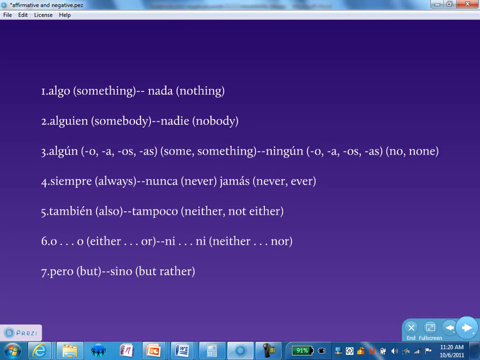También, which means also, has an opposite, which is tampoco, neither, not either. Either or, o, its opposite is neither nor, ni. And the opposite of pero, but, is sino, which means but rather.